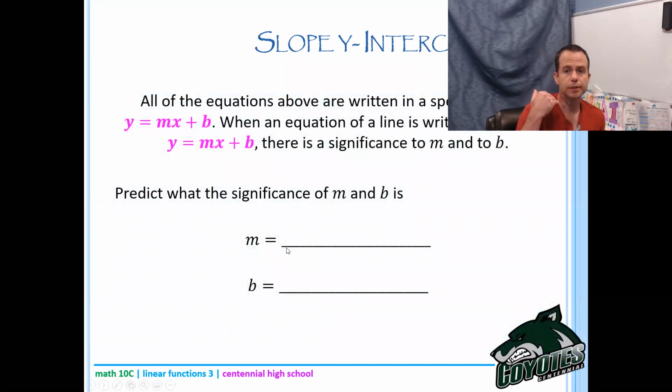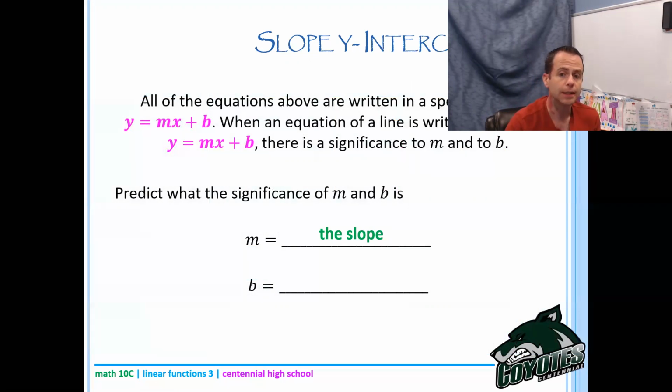All equations above are written in a specific form called y equals mx plus b. When the equation of a line is written in the form y equals mx plus b, there is a significance to m and b. And predict what's going to happen? Well, our prediction will be m seems to be the slope. It seems to be connected to the slope. That was the number that's in front of x, okay?